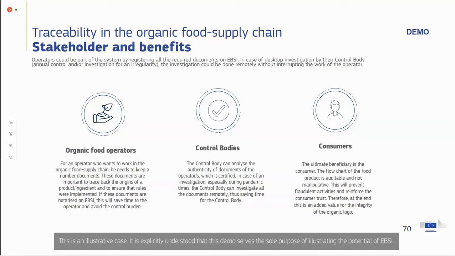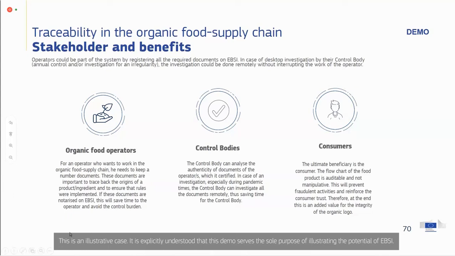The organic food operators, as we already mentioned, need to have all these documents. Here, very important, I need to underline that we are not asking the operators to provide extra work, extra documents. Not at all. These are all the documents that, anyway, if they want to produce organic products according to the EU rules, they need to have. So instead of having these documents only available on a personal computer, they would be registered and notarized on this EBSI platform, where their control body, which is certifying this particular operator, could have access to these documents, authenticate them and verify them.